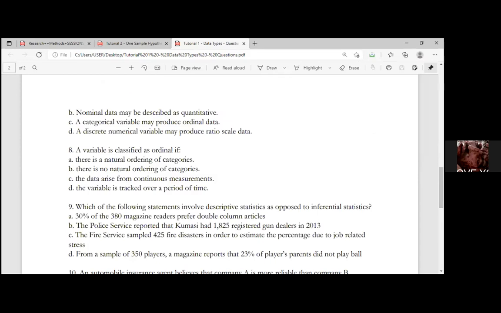A variable is described as ordinal if A, there is a natural ordering of categories, B, there is no natural ordering, C, the data arise from continuous measurement, D, the variable is tracked over a period of time. I want more hands, more new hands. Let me call Emmanuel. Emmanuel: there is a natural ordering of categories.